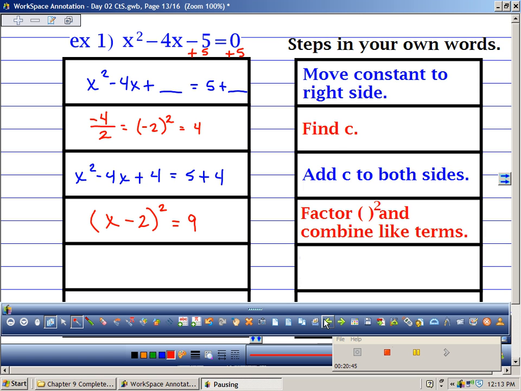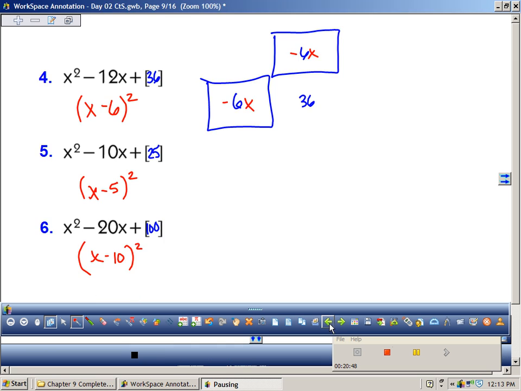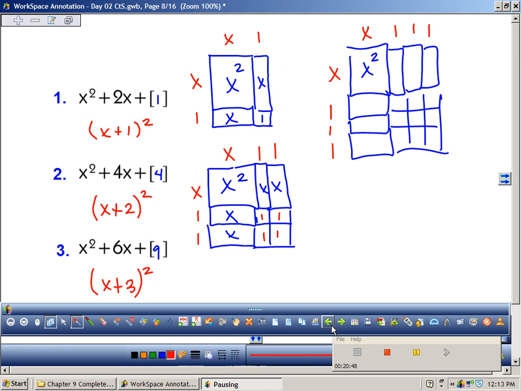Patrick? Yes, you always square it. Isn't that what we did back here? Didn't we always square it? See it? We're always squaring. We split it, which means dividing by 2, and then we squared it. Split it, squared it. Split it, squared it.